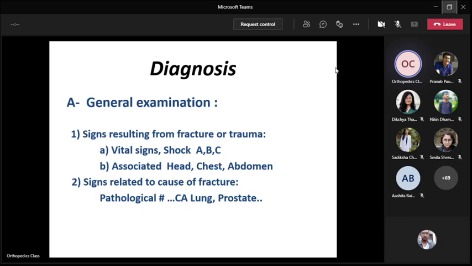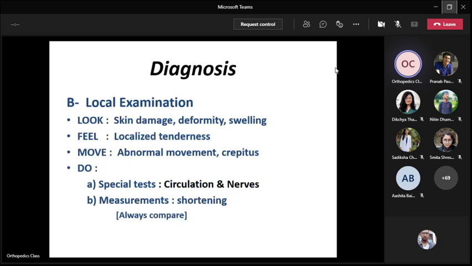Similarly, in an old age patient with pathological fractures, with comorbidities or a previous history of cancer, you have to take a history of those things: how they are being treated, what medications they are taking. These are all important before deciding the treatment. Then comes the local examination.